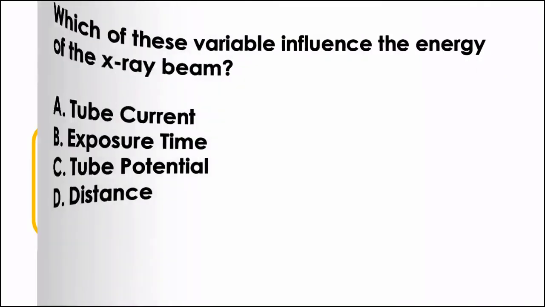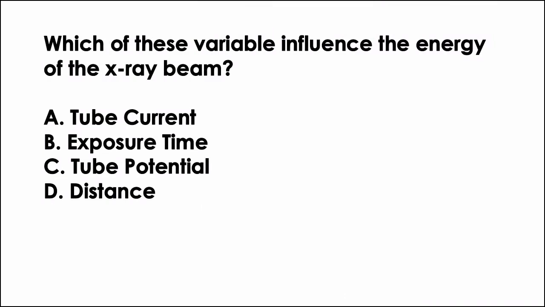Here's another question. Which of these variables influence the energy of the X-ray beam? Take a moment to figure out what you think the answer is. In this question, there's definitely only one correct answer, and that's the tube potential, also known as the kVp. Unlike any of the other prime exposure factors, only kVp affects the beam intensity as well as the energy of the X-ray beam.